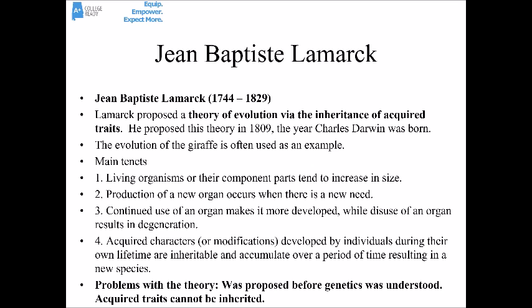Number one, living organisms or their component parts tend to increase in size. Production of a new organ occurs when there's a need for a new organ. Continued use of an organ makes it get more developed, while disuse of an organ results in its degeneration. And acquired characteristics or modifications developed by individuals during their own lifetime are inheritable, and they accumulate over a period of time, and these can result in a new species.